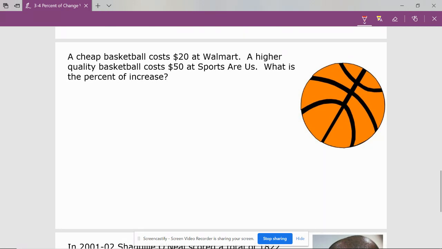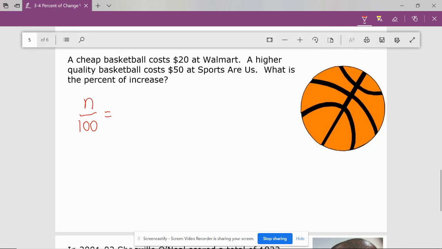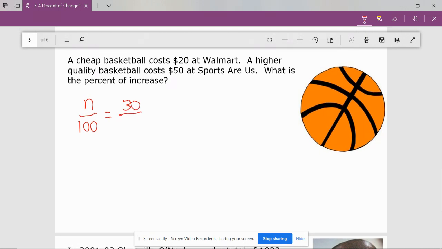A cheap basketball costs $20 at Walmart. A higher quality basketball costs $50 at Sports R Us. What is the percent of increase? So we're going from $20 to $50. We want to know the percent, so that is our variable, and it goes over 100. Our amount of change is we went from $20 to $50, so that is 30. And then our original amount is $20. That's what we paid for the basketball at Walmart.